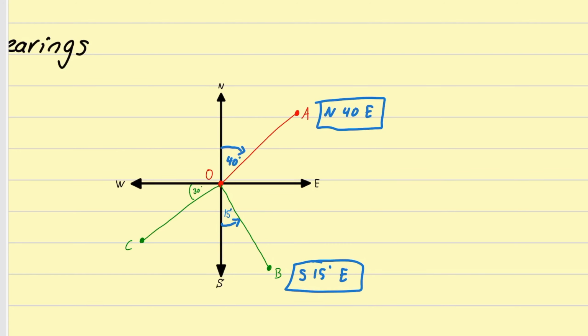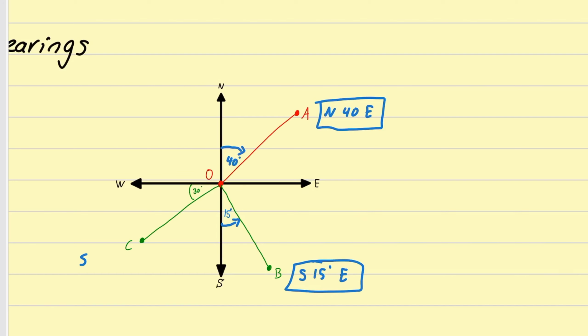All right, next example. So I want to go from O and I want to find the compass bearing of C. So first thing, is it on the north side or on the south side? We can clearly tell that it's on the south side. Now remember, we have to measure the angle that's going away from south. If you notice, the angle that they've given us is 30, but that's not going away from south, is it? That's actually headed towards south.